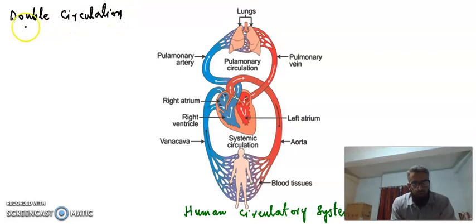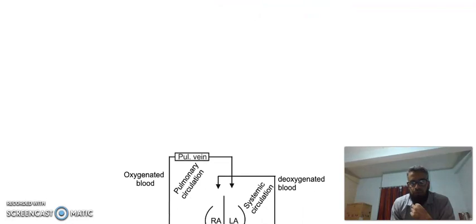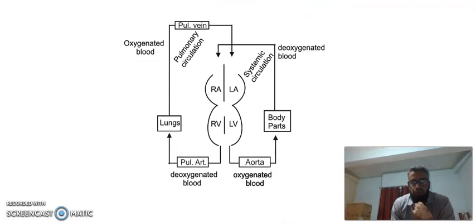We know that the human heart, the mammalian heart, consists of four chambers, two auricles and two ventricles, as you can see here in this diagram. I have another diagram here. Two auricles and two ventricles: the right auricle, the right ventricle, the left auricle, and the left ventricle.